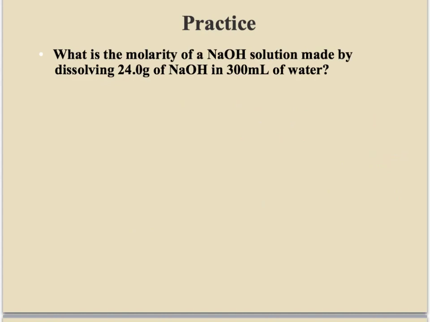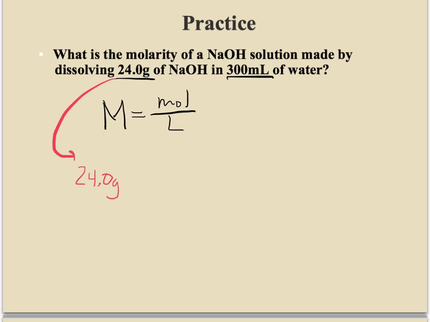Alright, here is a slightly different calculation. It's still asking us for molarity, and molarity is still the same thing. It's moles divided by liters. But now in this case, we're told we have 24 grams of sodium hydroxide in 300 milliliters of water, and we need to figure out the concentration. Well, molarity deals with moles, and we're given grams. It deals with liters, and we're given milliliters. So that means we've got to do a couple different calculations, a couple different conversions before we can finish this one. So let's start off by taking that 24 grams of sodium hydroxide.